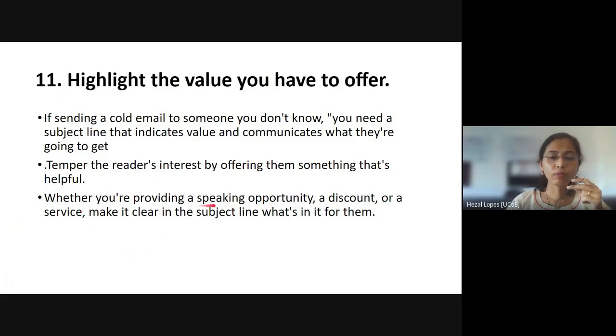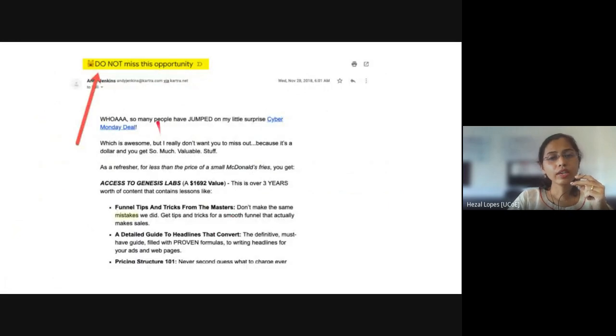Whether you are providing a speaking opportunity, a discount, or a service, make it clear in the subject line what's in it for them. So here I have given an example. I have written, "Do not miss this opportunity." Of course, if I write this, then we will have a higher opening rate. Okay.